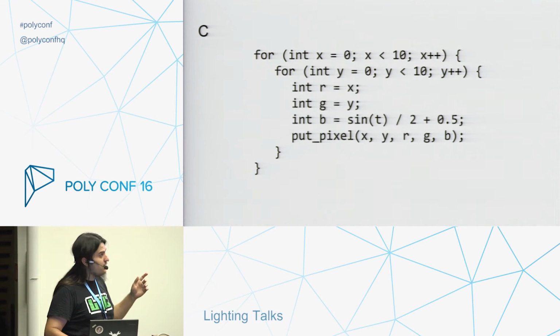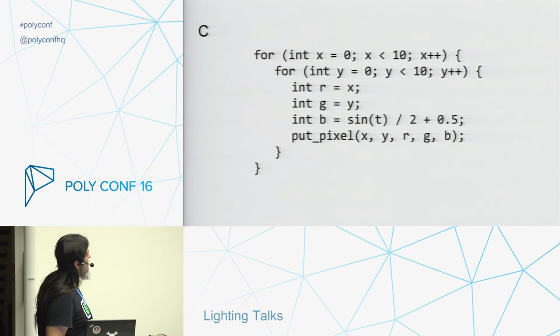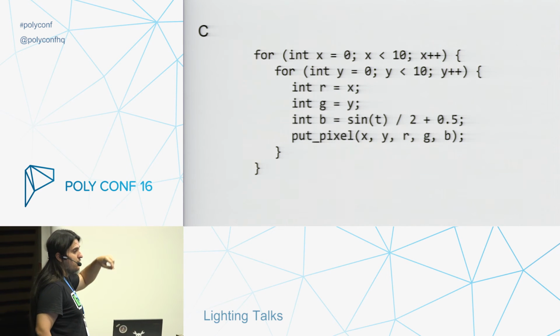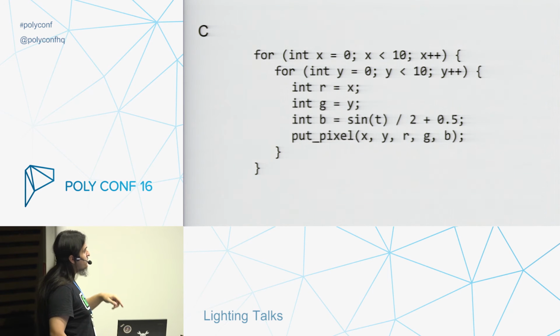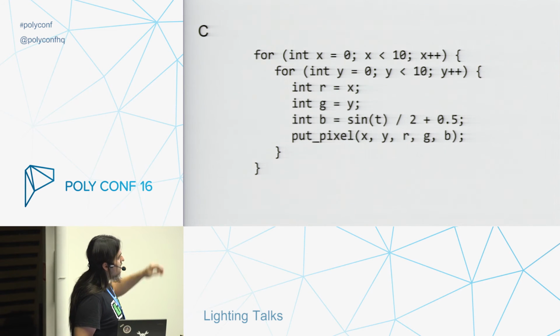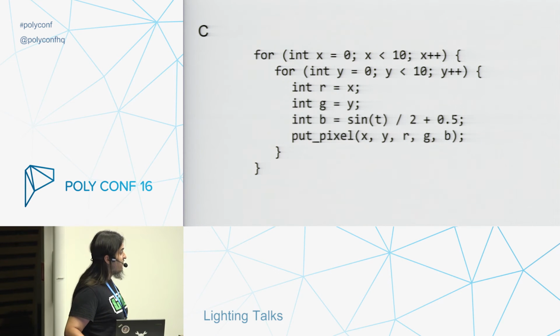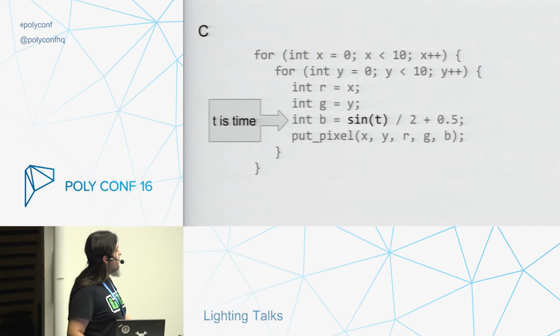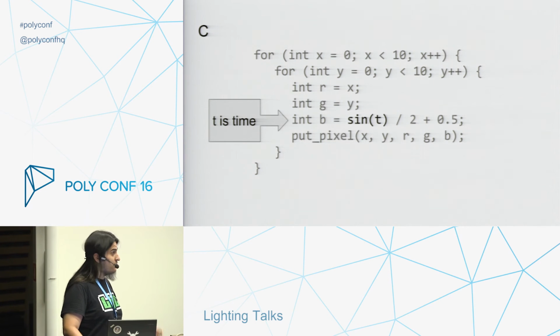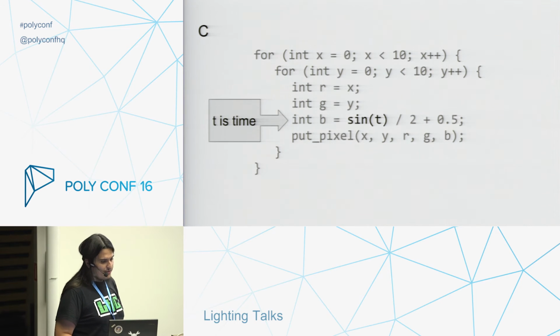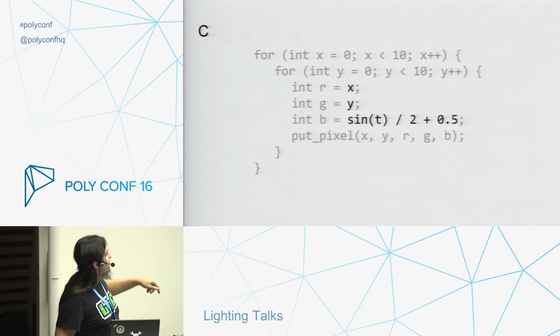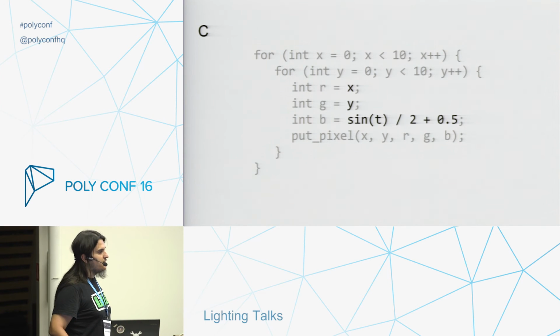So here's a program in C that does just that. Basically it loops through all the LEDs in the matrix and sets an RGB color for each and every pixel. T is, of course, for time. You will understand why I'm talking about this in a minute. But as you can see, there's a lot of cruft here, right? So lots of information you don't really need.